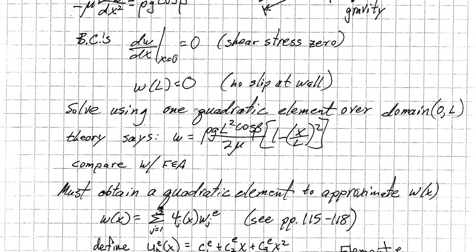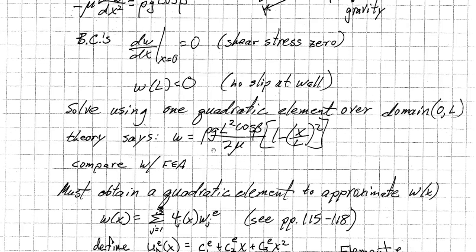So what we want to do is solve this with one quadratic element. This will give you an introduction to the different ways of setting up elements. So far before this we've used linear elements. Now we're going to talk about a quadratic element. I'll go through in a minute why we do that and how it's different than a linear element.